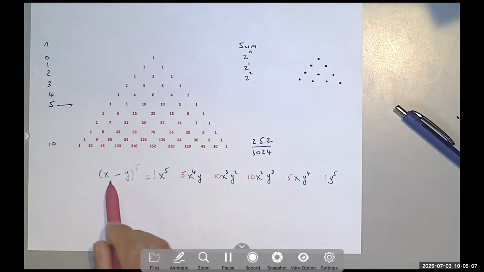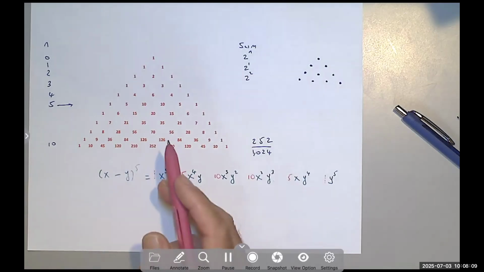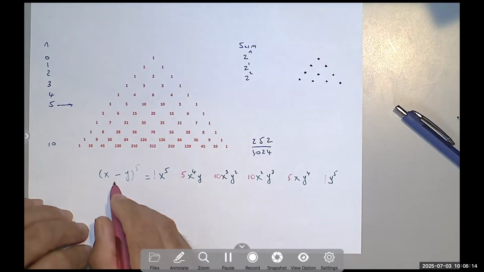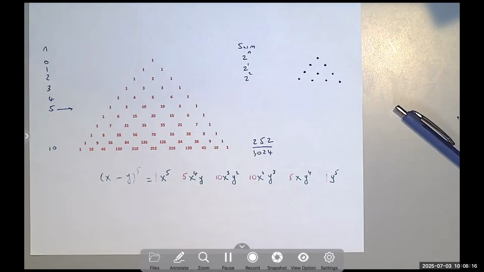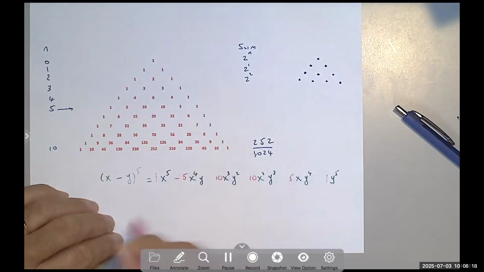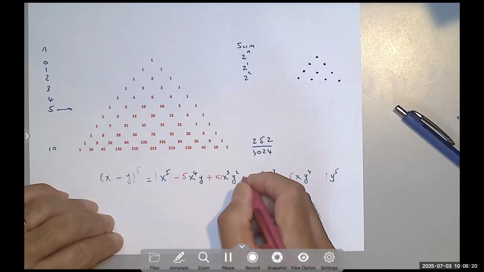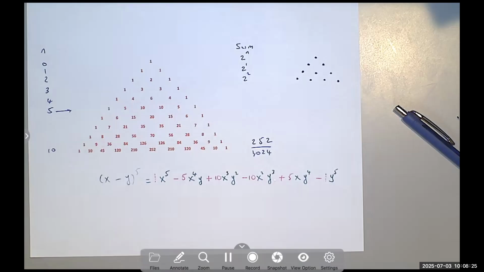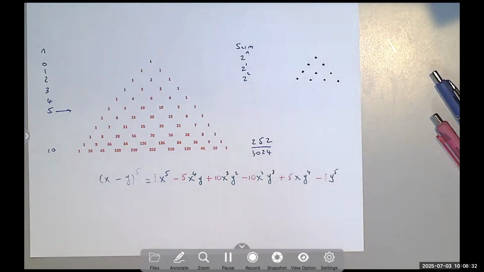If that was x plus y to the fifth power, then all the signs would be positive. If it's minus, then they alternate. You always start with positive, and then negative, and then positive, and then negative, and then positive, and then negative. And you're done. See how easy now you can construct any binomial. You can expand any binomial power like that, or any power expansion.